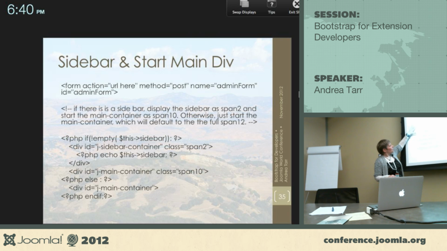And this starts up to decide whether it wants to be the full 12, or we want to go to just the 2 and the 10. So first it's doing is checking to see if you've got a sidebar or not. And if you do, it adds up the 2 and starts the 10. Otherwise, it just goes ahead with main container. It doesn't add the whole span thing on there.